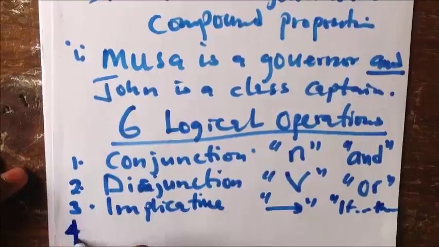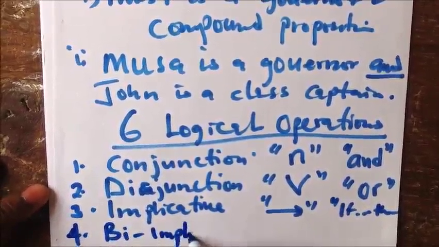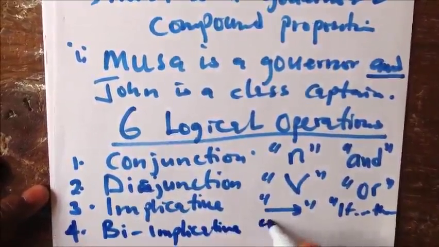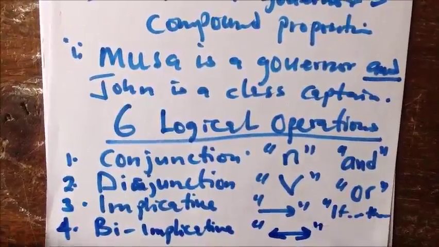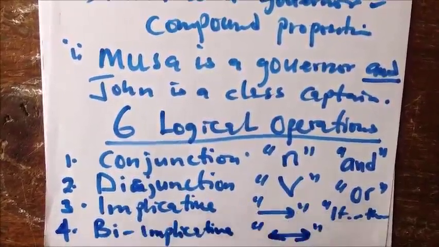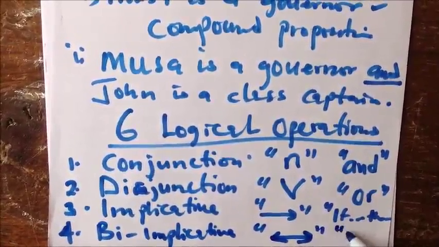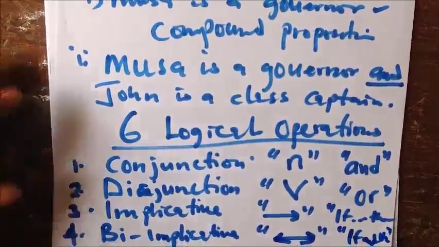Then we have number 4, the bi-implication, or biconditional, whatever you want to call it in English. Bi-implication is what you call "if and only if". You see there's a difference: the implication is "if then", while the bi-implication is "if and only if". That's what the statement is saying.